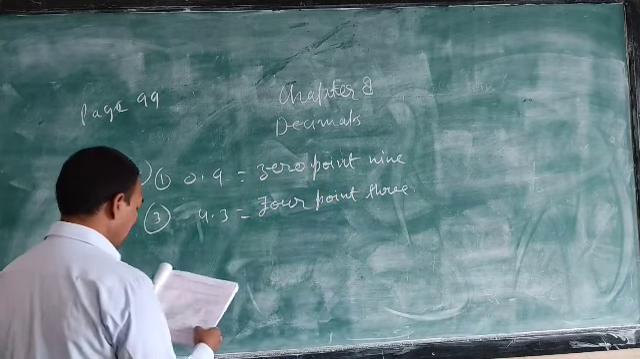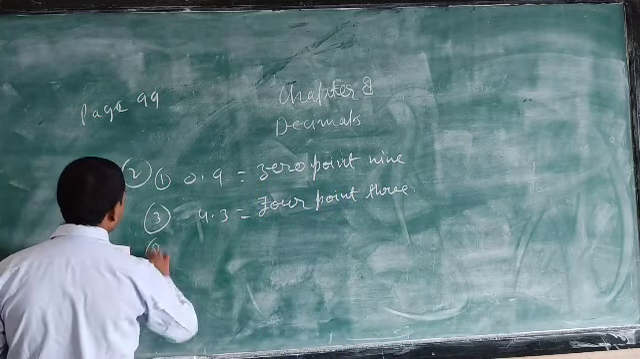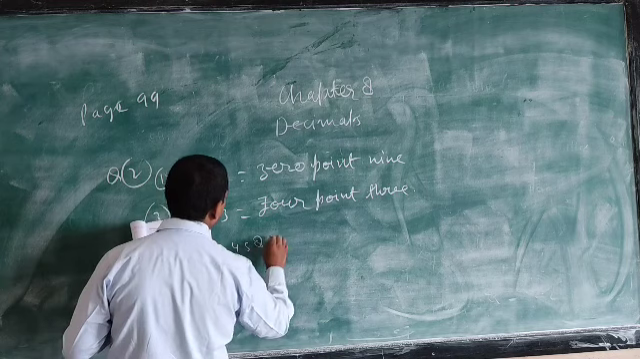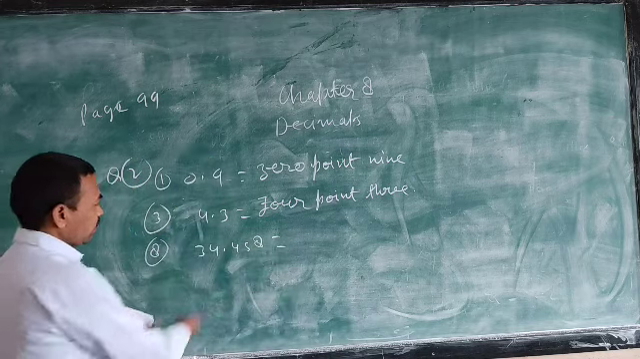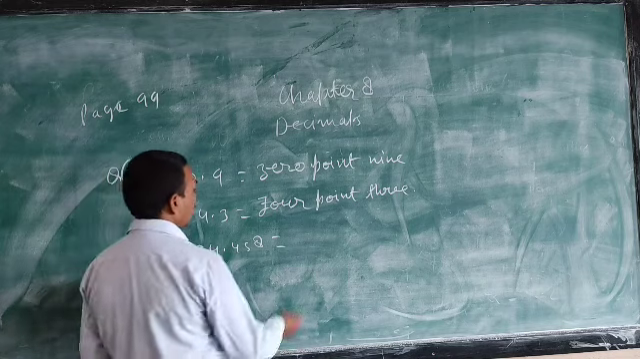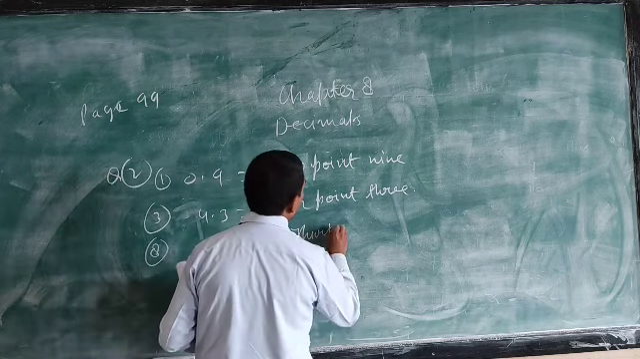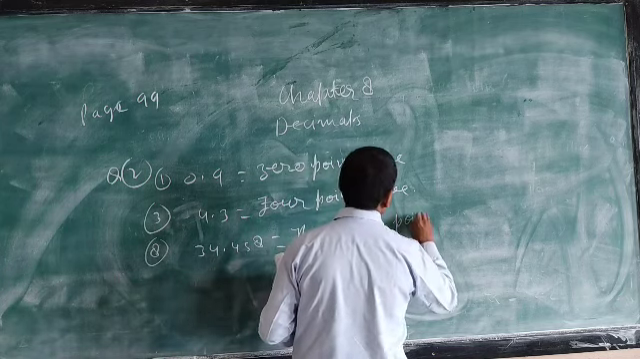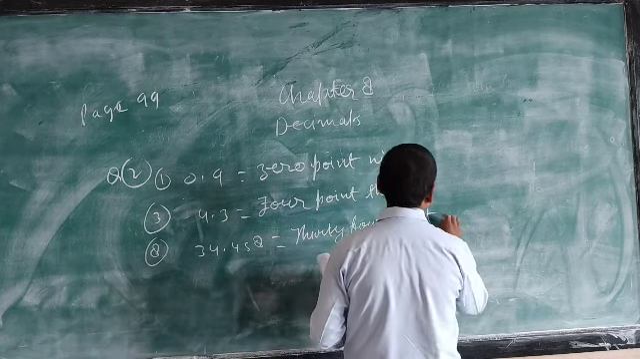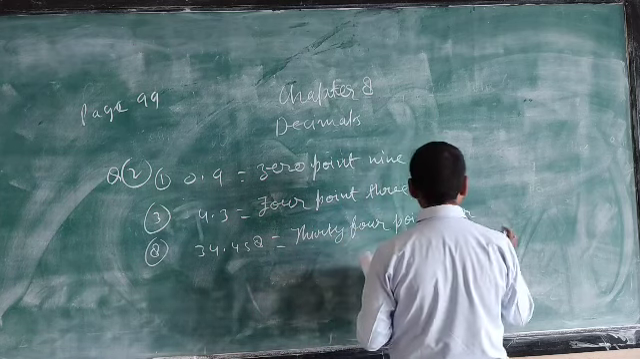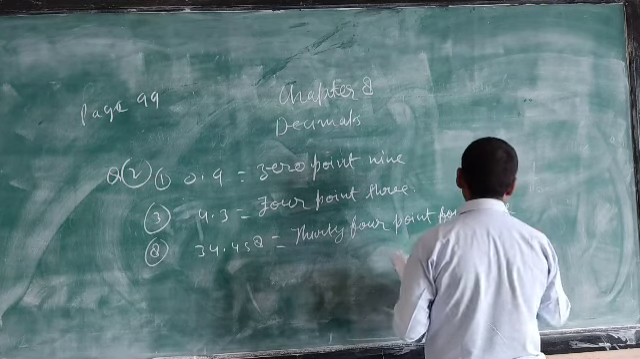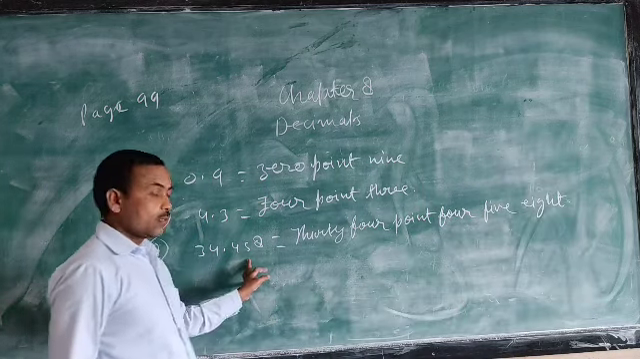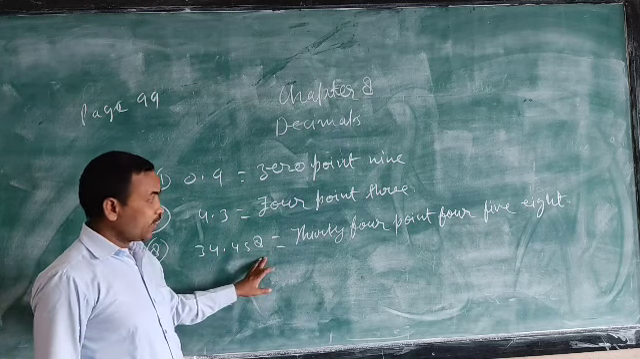And similarly, suppose I want to read the last one, the 8th one: 34.458. How to read 34? This is the whole number. You know how to read whole numbers. 34. Then 34.458. Keep your mind after the decimal. That is the decimal part. We have to take the numbers separately.